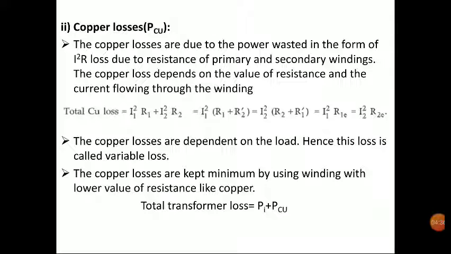The total copper losses are mainly dependent on the load. Since the load changes, the current also varies, and hence the losses also vary. Hence this is called a variable loss. The copper losses can be minimized by using conductors with minimum resistance value. Some of the materials mainly used for the winding are copper and aluminum.